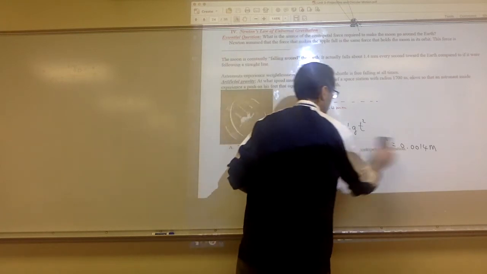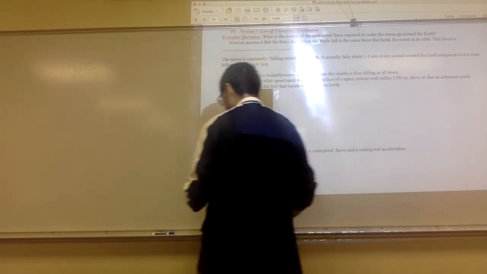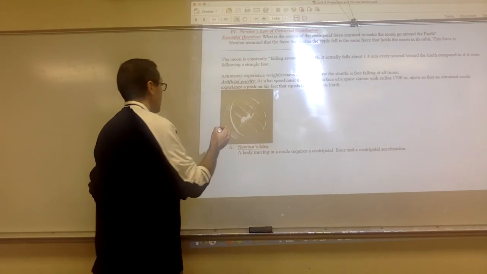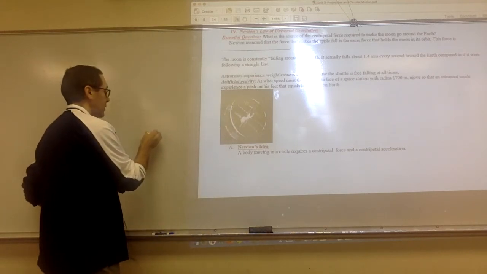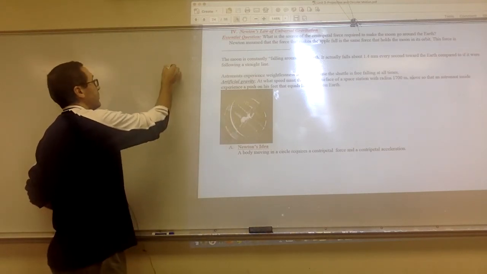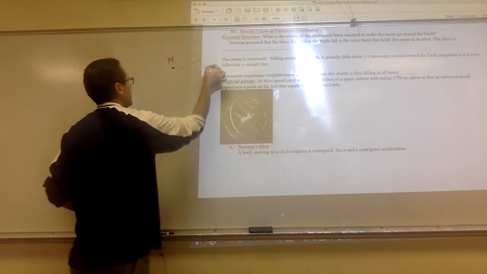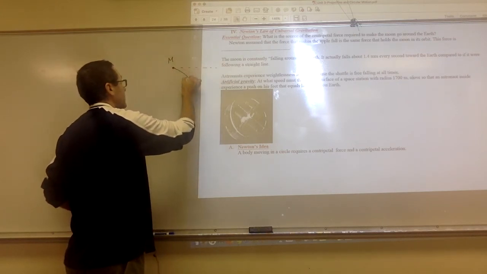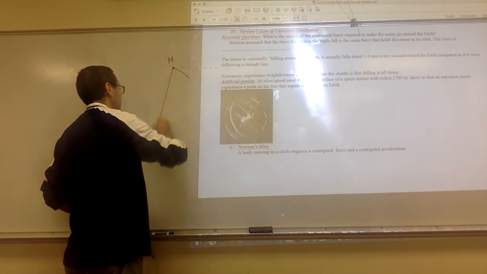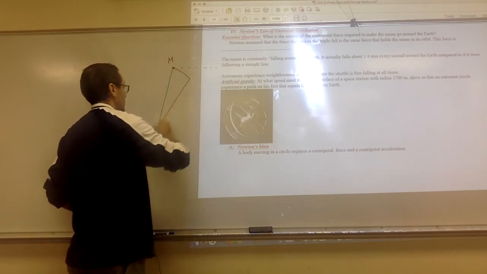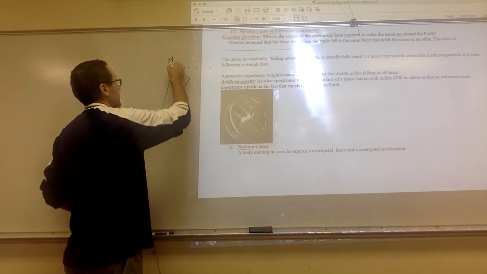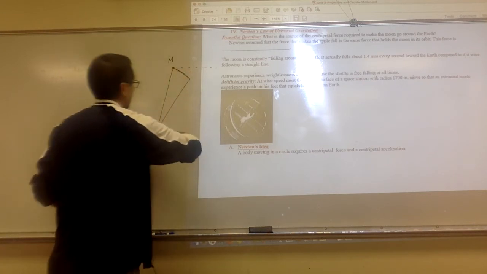The other approach you can do, which might be a little trickier, is you can do a little bit of geometry. So the Earth is here. The moon is up there. So now the moon wants to continue straight, but it drops. Okay, so I'm going to make like a triangle here.